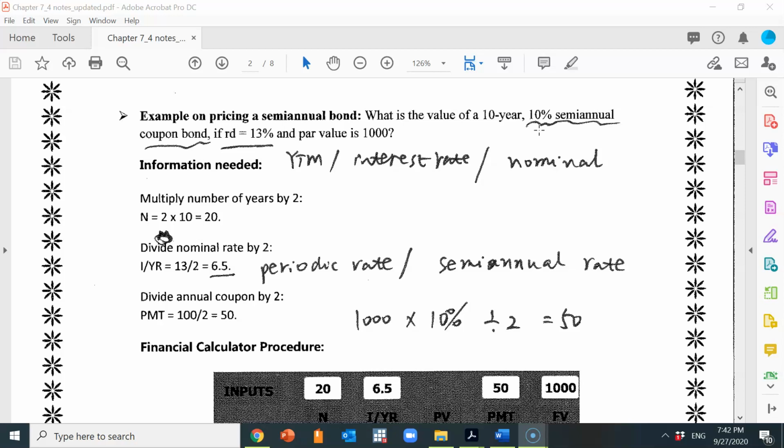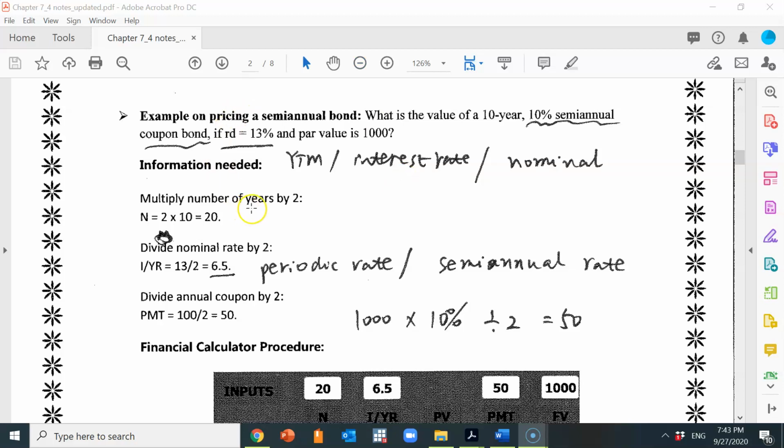This is telling us that this bond has a 10% nominal annual coupon rate, and it is a semi-annual bond. You have to separate these two pieces of information. And this RD, 13%, is the annual nominal yield to maturity, or interest rate, or rate of return for the bond.